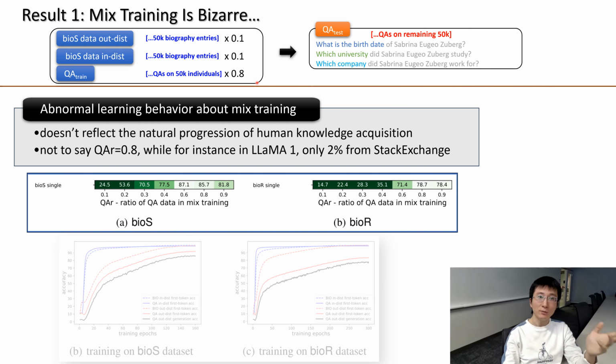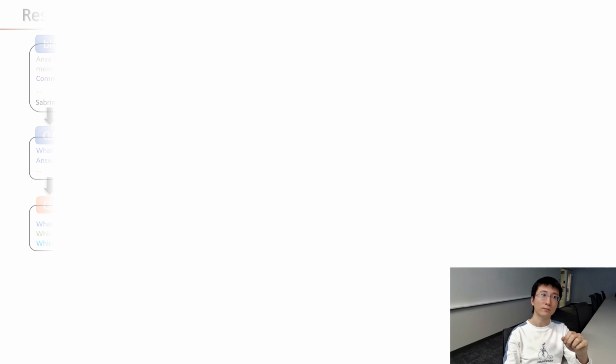And why do we use 80%? Because that is required, that is like the best student parameter. And if you lower down that ratio, then the performance of mixed training actually greatly degrades. So this is what we found out in mixed training. It performs well, but it does not really connect to practice, or it does not really connect to natural progression of human knowledge acquisition. That is the first result.